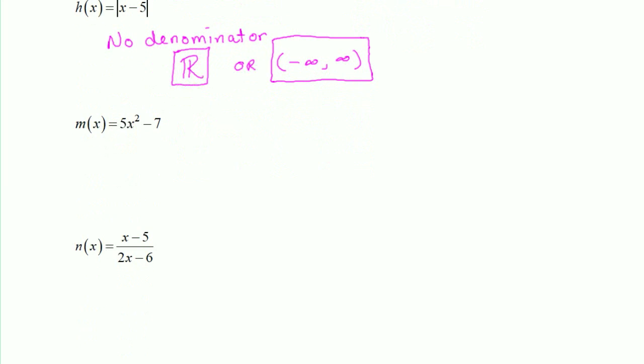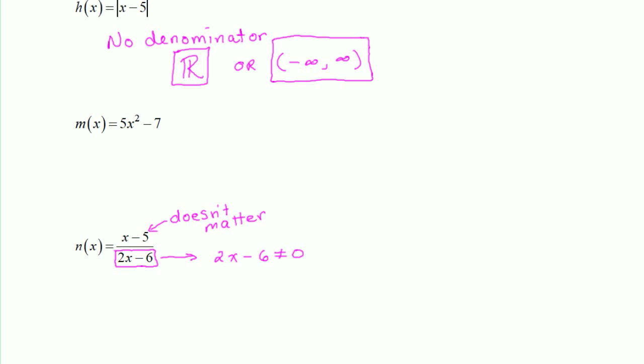Now going on to the next two, m of x equals 5x squared minus 7, and n of x equals x minus 5 over 2x minus 6. Take a moment to think about which of those would have a restricted domain. And if you chose n of x, then I agree, because n of x has a denominator. Again, all I do is I take this denominator out and set it not equal to 0. I don't care what the numerator is. The numerator does not matter. Just like the expression in the absolute value in the last one we did didn't matter. The numerator doesn't matter at all.